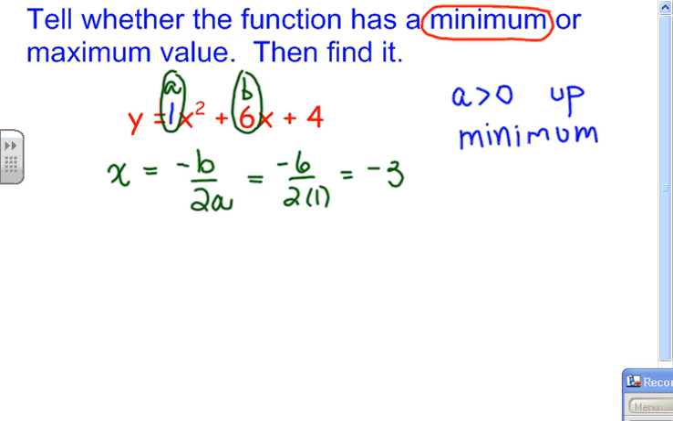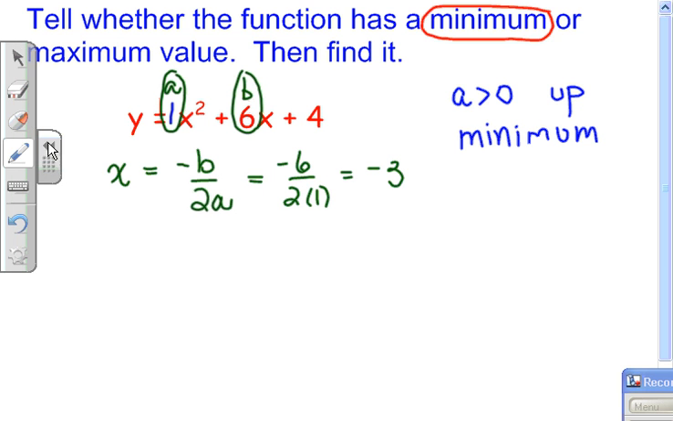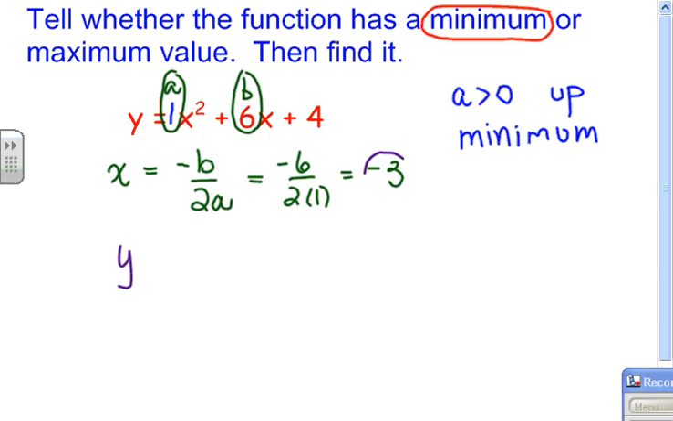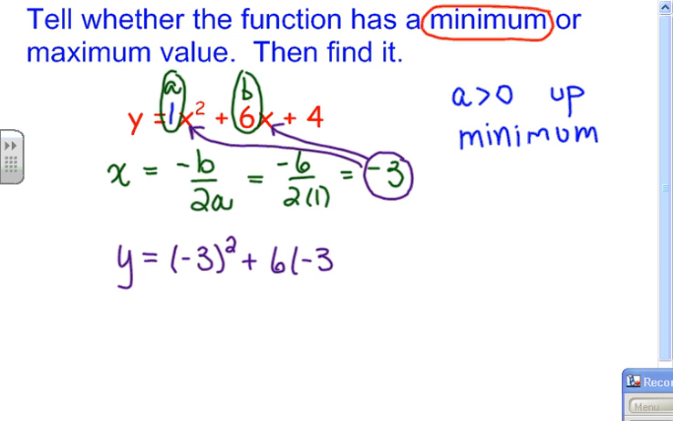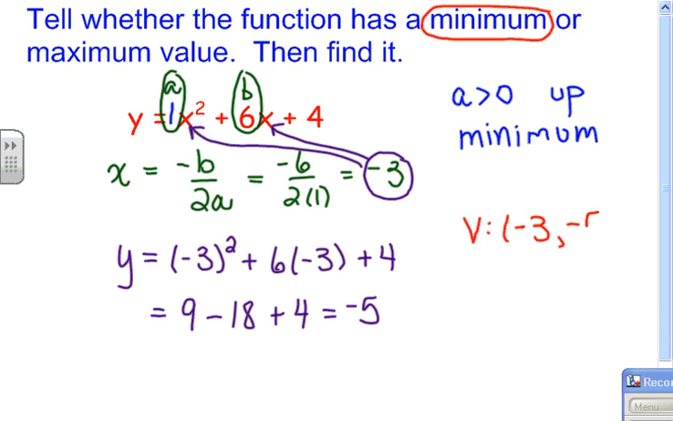That is not our minimum value. Our minimum value will be the y value. To find the y value, we substitute negative 3 back into our original equation for x, and we'll have negative 3 squared plus 6 times negative 3 plus 4. This is 9 minus 18 plus 4, which gives us negative 5. So our vertex will be at negative 3, negative 5.